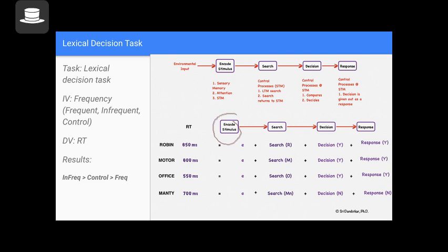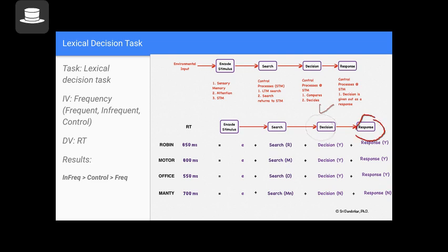Let's come back to search. Do you think the search itself would take a long time if it's a frequent word versus a non-frequent word? Maybe, right? Once you've searched and brought the search result to the short-term memory, do you think the decision would take longer for the frequent versus non-frequent words? I don't think so, right? When the search result is back, it's easy to compare, right? And make a decision. And once a decision is made, you just have to say yes or no. That should not again matter.